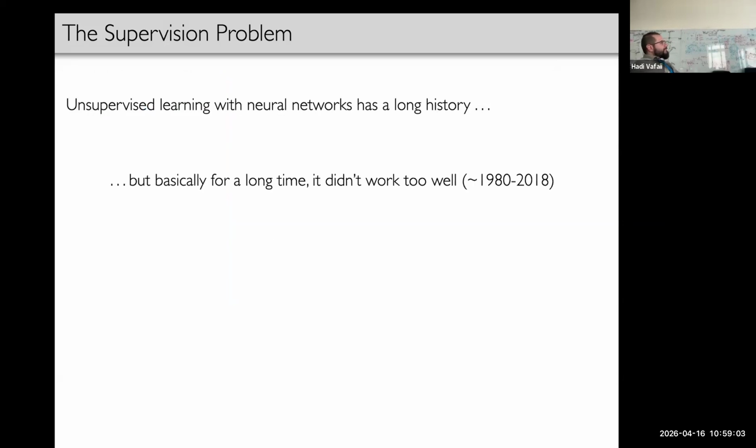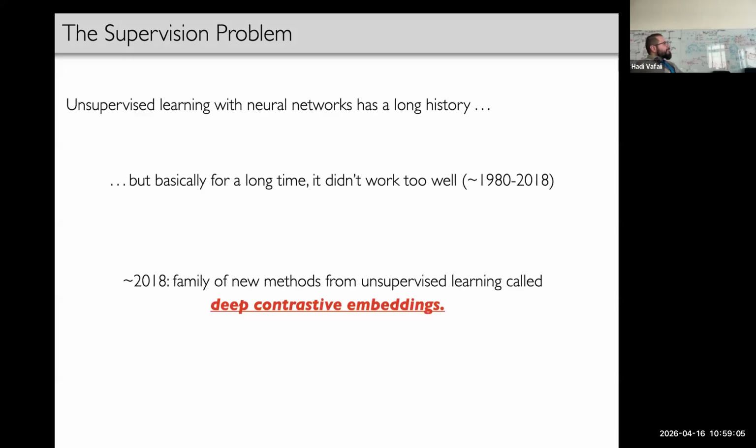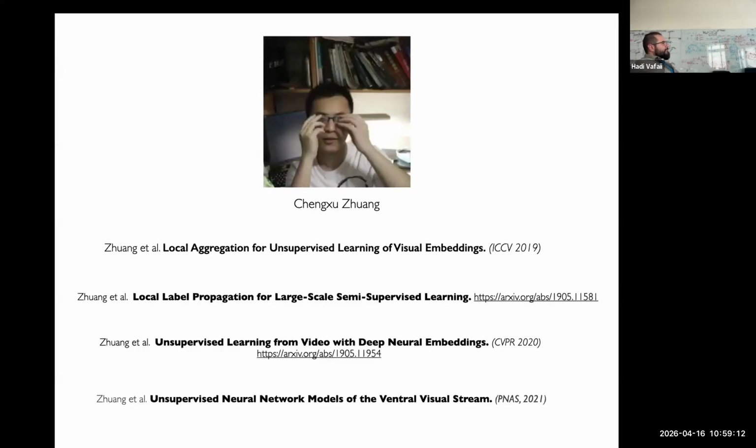Through some work by us and others in the community, something came out, which was these deep contrastive embeddings. Here's an example. We had a student from my group, Chengxu Zhuang, who did a bunch of work on this and made some breakthroughs. It wasn't that you could look at the neuroscience data and build this, but you could do the AI thing and try to solve this problem. That's why many of these references are from computer vision conferences, because these are AI works. But that last one there is a PNAS paper that's actually about brain data.